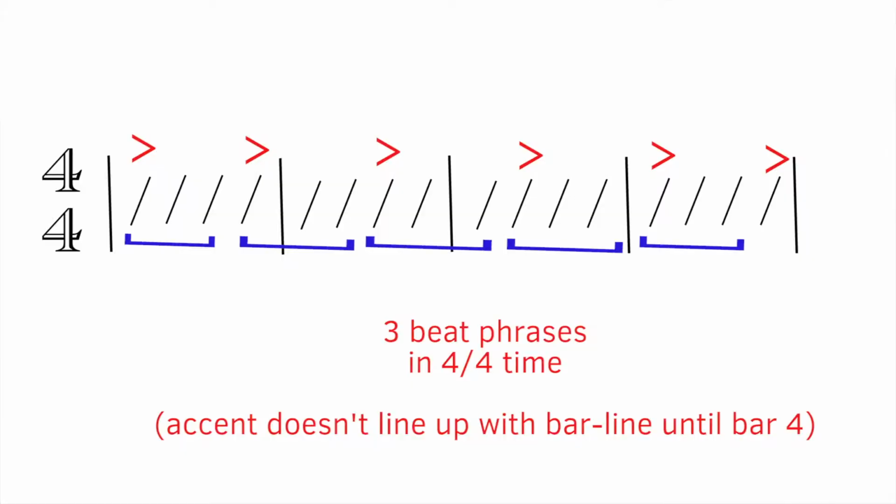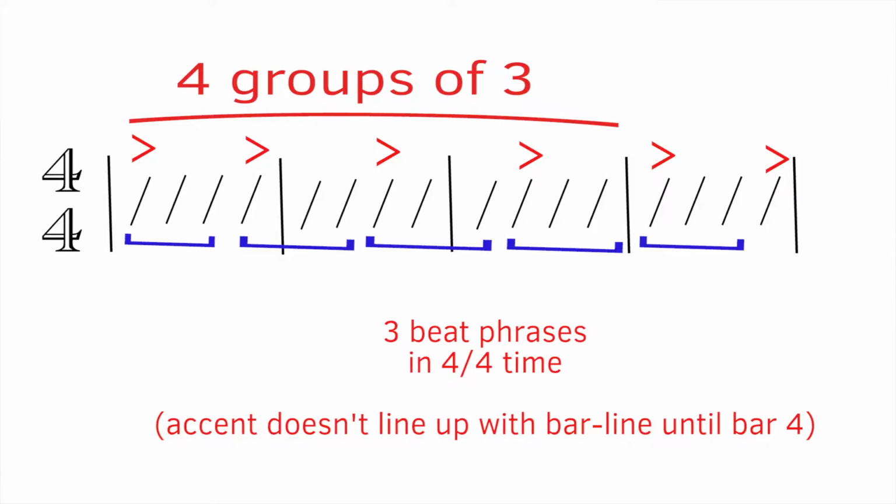Now, with that same vamp, starting on beat 1, accent every 3 notes. After the first grouping of 3, the accent doesn't line up with the bar line until bar 4. This provides some nice syncopation, some nice drama, a certain rhythmic rub against what's going on behind the soloist. This is what I want to practice today.